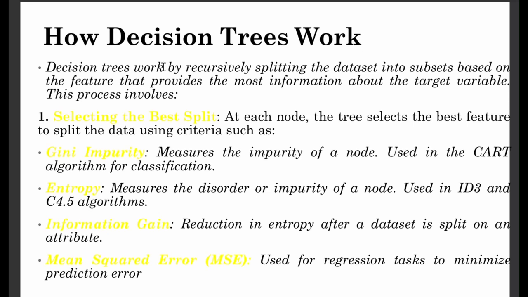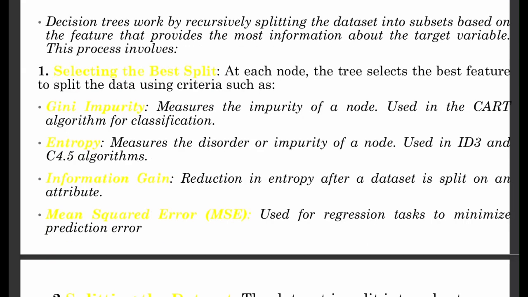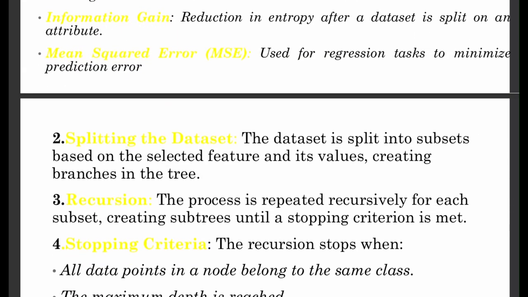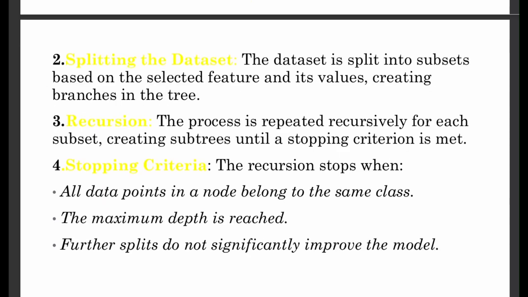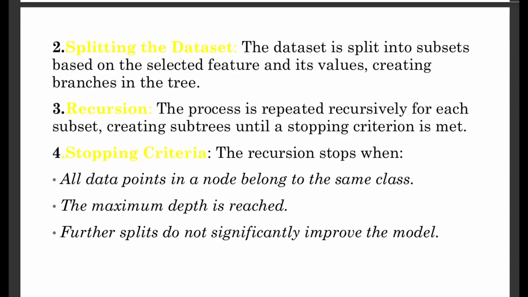As I have mentioned earlier, how decision trees work: selecting the best split, Gini impurity, entropy, information gain, and mean squared error (MSE). Then splitting the dataset, then recursion, and the stopping criteria.